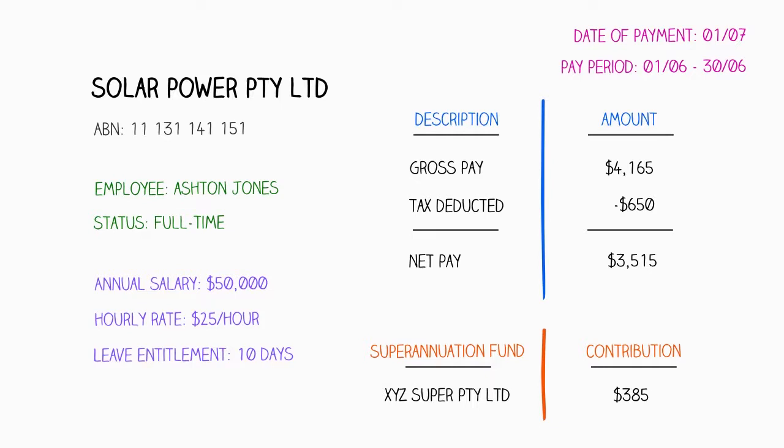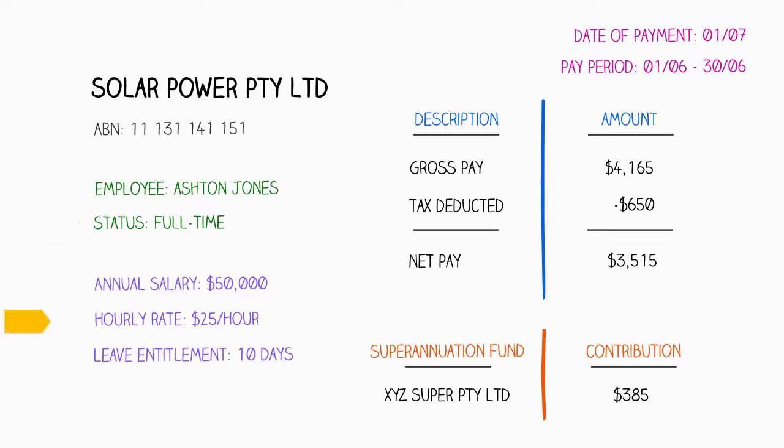Here is a made-up example of an employee, Ashton Jones, working for a company called Solar Power Proprietary Limited. In this example, at the top, there is the date of payment and pay period. Check this information to make sure that this is the right time period. The payslip should specify employment status, which in Ashton's case is full-time. Other categories might be part-time or casual.